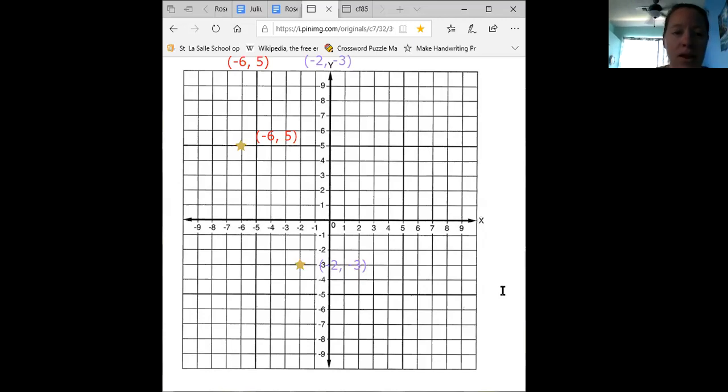Okay? Then I can come down, I can give us one more of them. Let's go with a 5, negative 8. So I'm going to come down here, go over the 5 for the x, down to negative 8 for the y, and put my star there, which gives me a 5, negative 8 for a point. Are you with me?